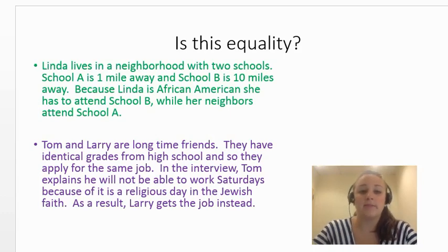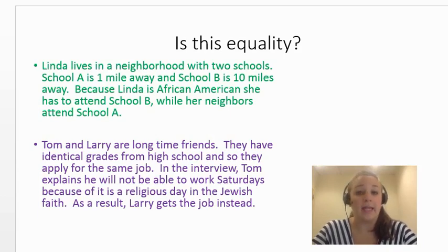So first, Linda lives in a neighborhood with two schools. School A is 1 mile away, and School B is 10 miles away. Because Linda is African American, she has to attend School B while all of her neighbors attend School A. We would say that this is not equality because Linda does not have the opportunity to choose School A or School B. So it is unequal for her.